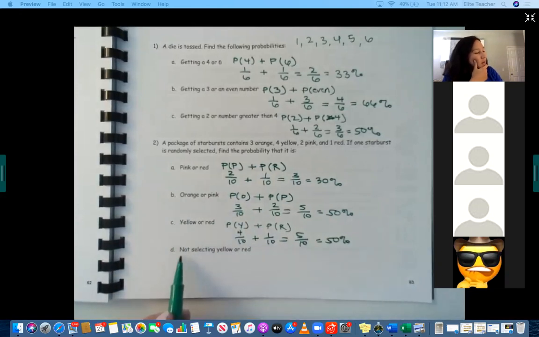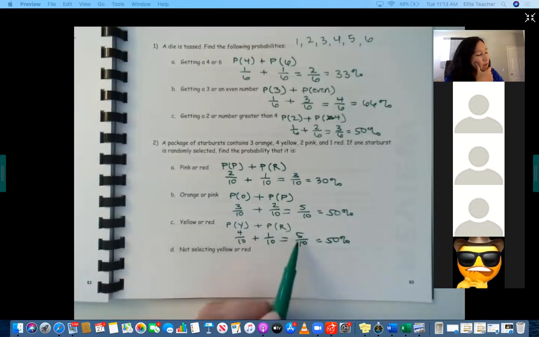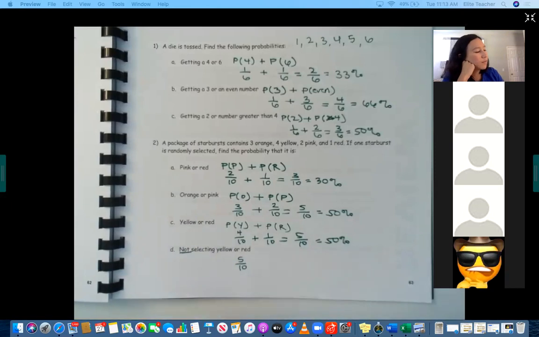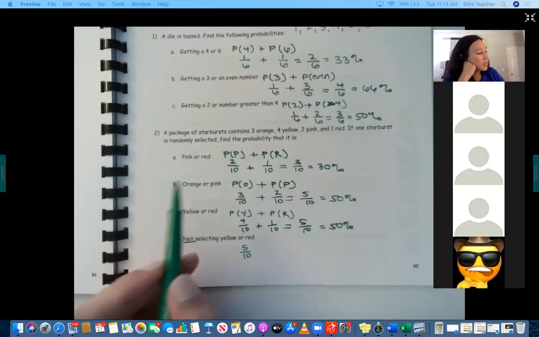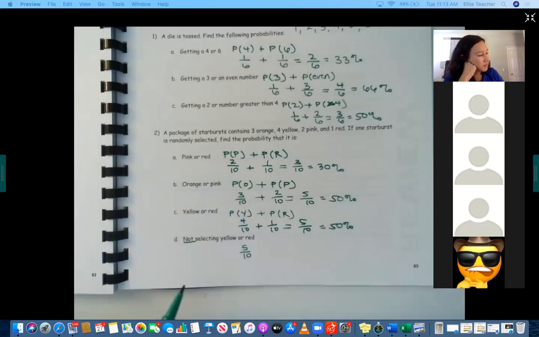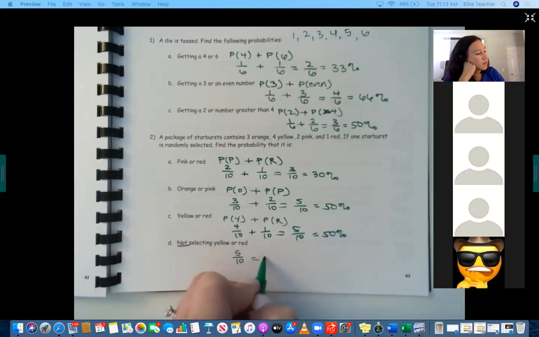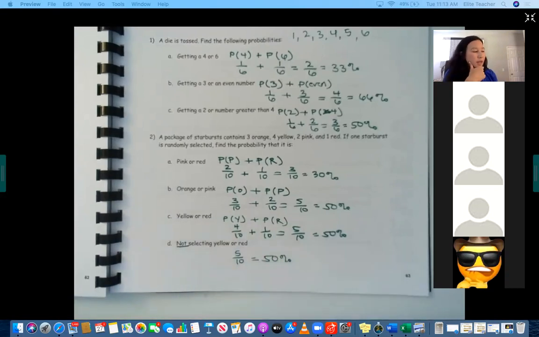So now what would be the probability of not selecting yellow or red? So we said the probability of selecting yellow or red was 5 out of 10. So the probability of not selecting yellow or red. Any guesses? 5. Yep. Exactly. So if you're not selecting yellow or red, you're selecting orange or pink, right? Which there's a 50%, because half of them are yellow or red, so the other half are not yellow or red.